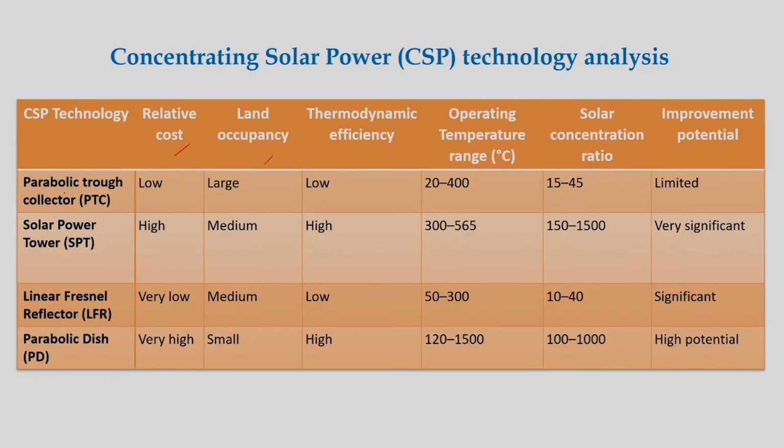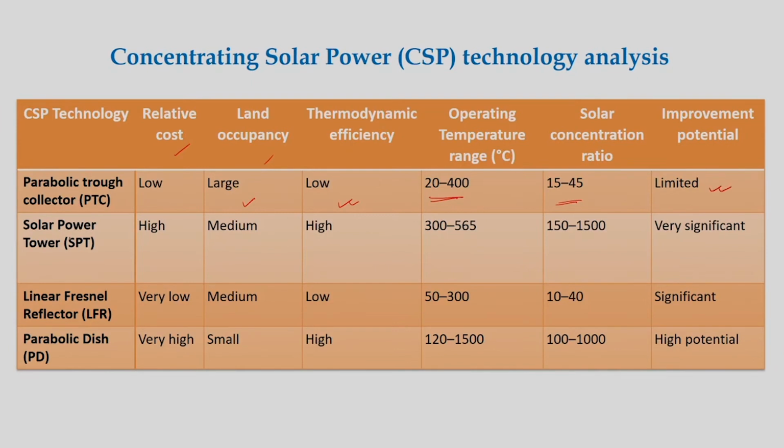As far as parabolic trough is concerned, it is relatively low cost, but a large land area is required. Thermodynamic efficiency is lower, operating temperature ranges from 20 to 400 degrees C, concentration ratio varies from 15 to 45, and improvement potential is limited.